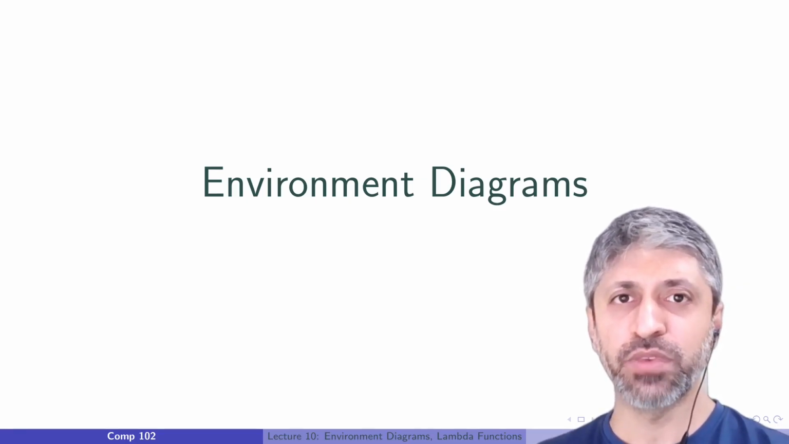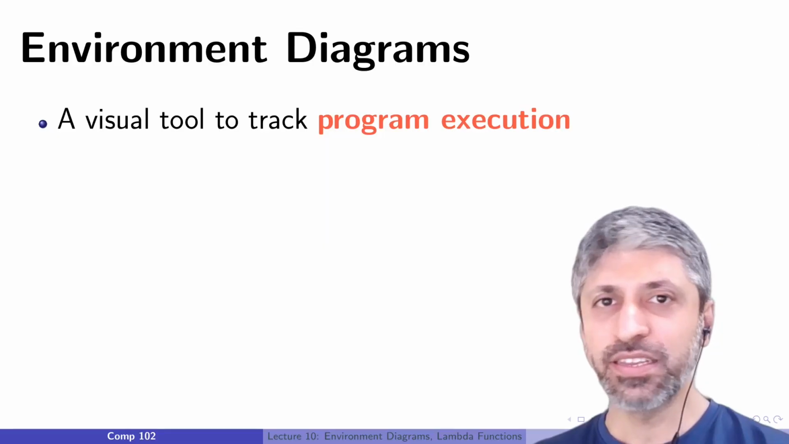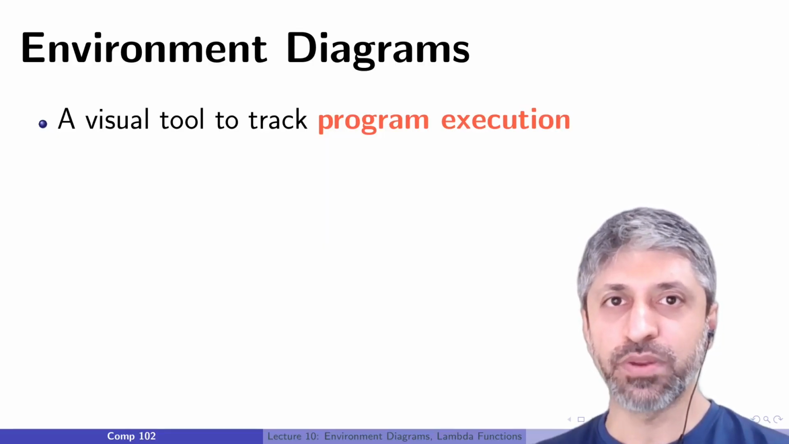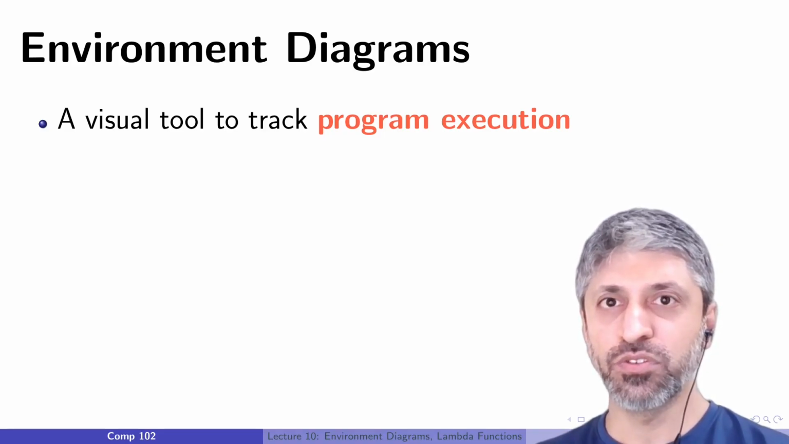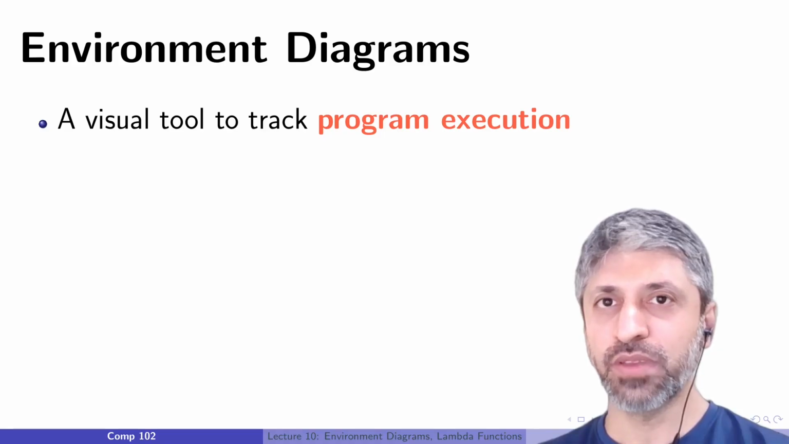This is where we get to peek inside Python's brain and see exactly how it manages your code. And yes, Python does have a brain. So exactly what is an environment diagram? It's a visual tool that lets you trace through a program step by step. It shows you the program state, which is in the memory.